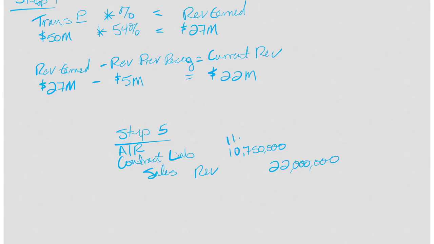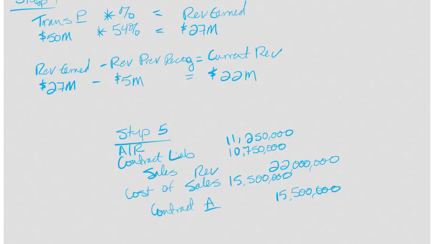So $11,250,000 becomes accounts receivable. I also have to recognize my cost. At this time, I recognize my revenue, and that's going to be the number from step 1. So $15,500,000. It's going to come out of my contract asset. This is to recognize revenues and costs on our construction project.